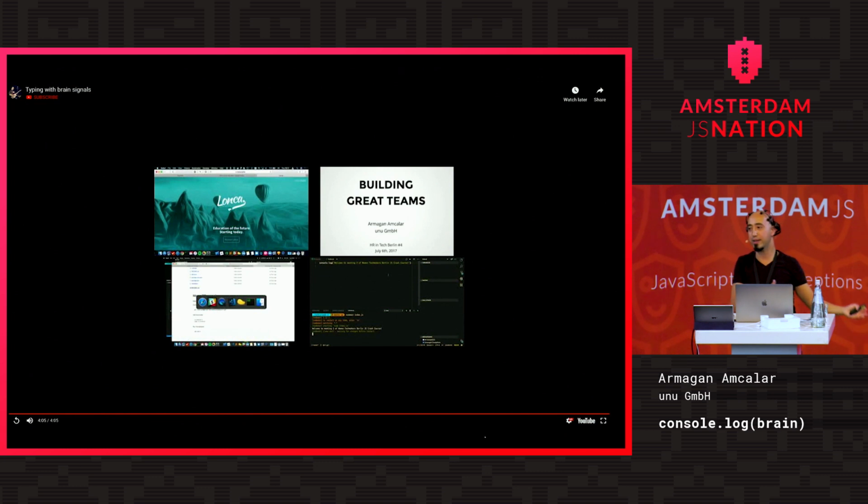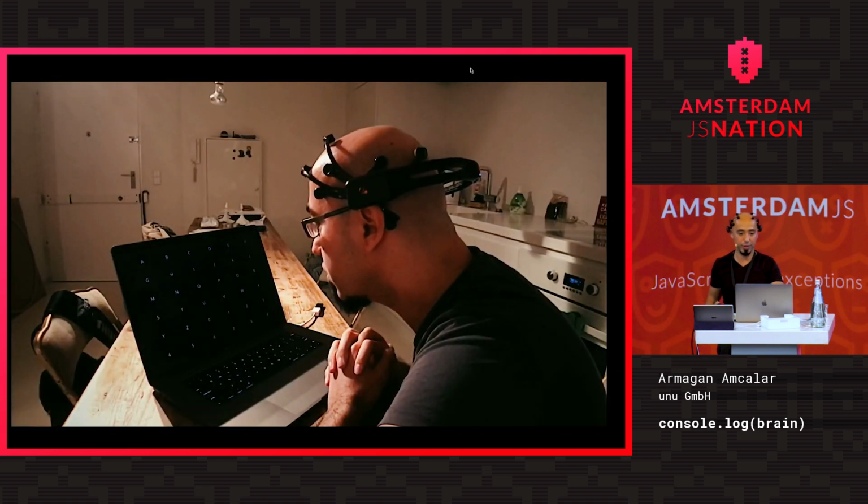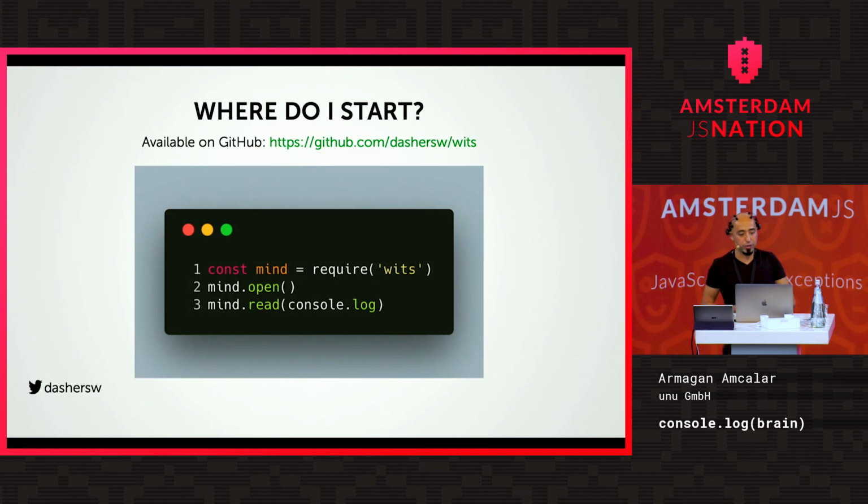Back then, we were using MATLAB, C++, and C# for coming up with all sorts of machine learning algorithms and the UI. But right now, everything is in JavaScript. So that is actually the point of the talk, that you can do these things with JavaScript. So where do you start? There is a library called wits that I open sourced on GitHub.